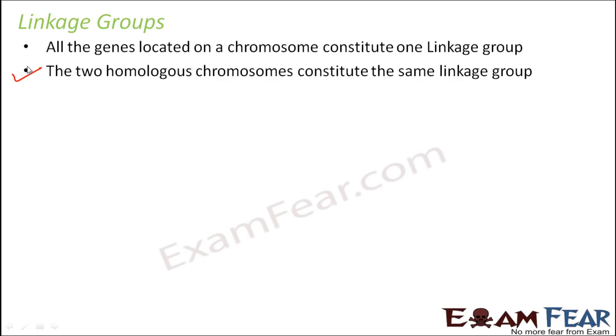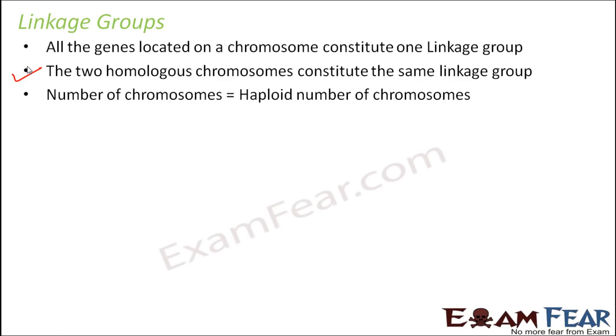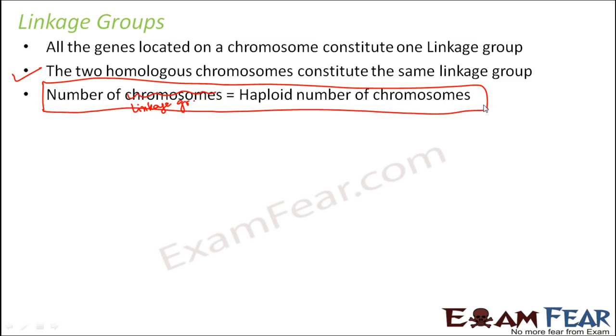Now the question is, how do we know how many linkage groups are present in an organism? As I said, if both the homologous chromosomes are part of one linkage group, that means the number of pairs of homologous chromosomes present in an organism is going to be equal to the number of linkage groups. The number of linkage groups is going to be equal to the haploid number of chromosomes.